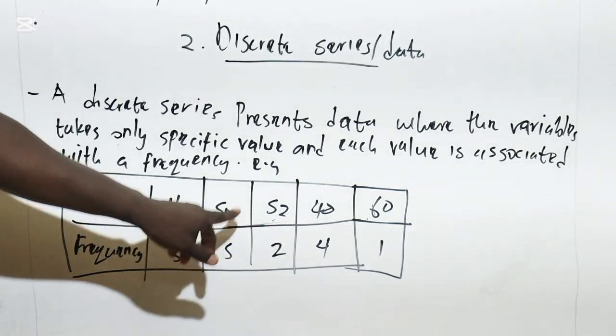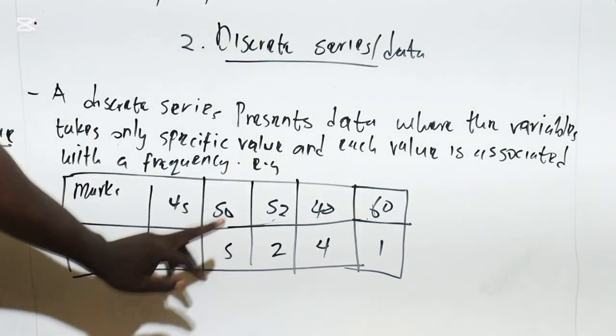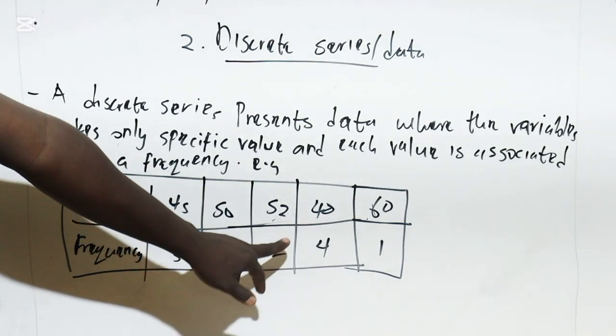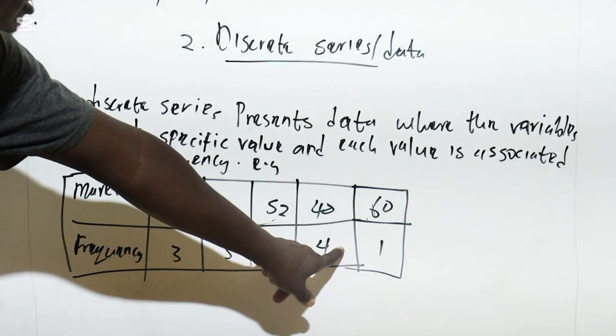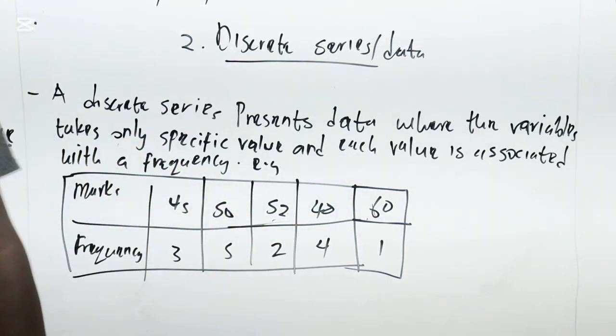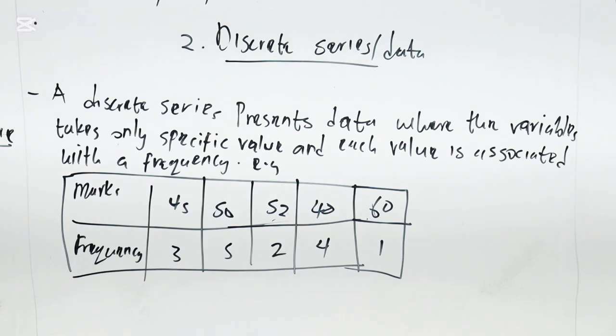Then you can also say 50, those who scored 50, 5. So 5 students scored 50%. Then here, 2 students scored 52%. 4 students scored 40% and 1 student scored 60%.